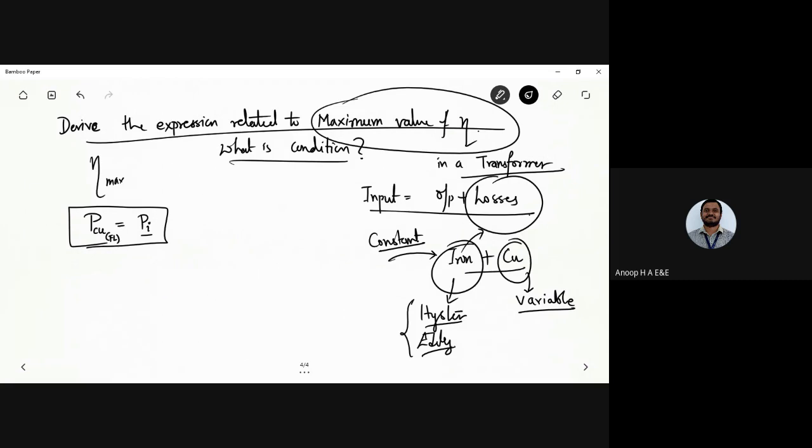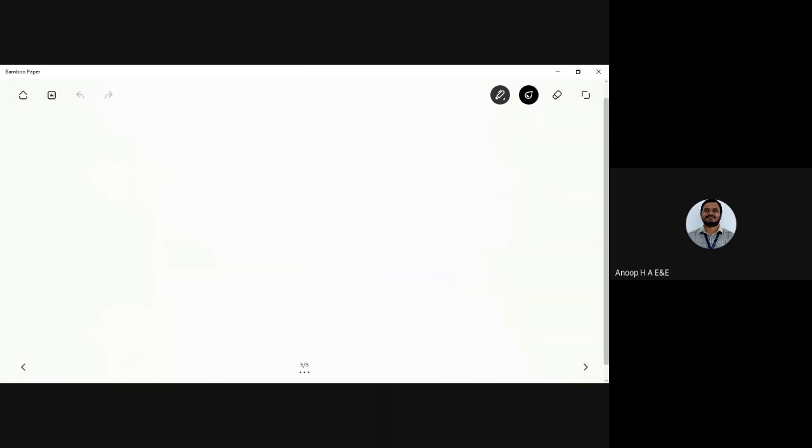Any doubt up to this point before we proceed to the derivation? You can let me know right now. So, moving on to the derivation part. I have input, as I told you, equal to output plus losses.